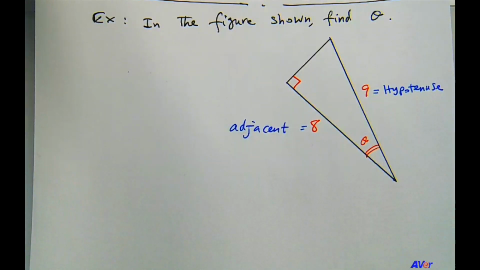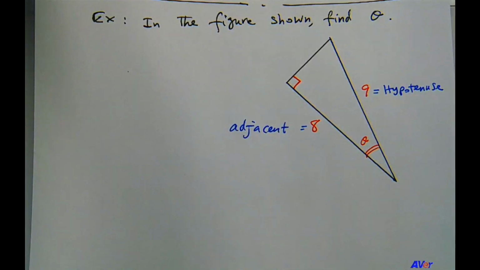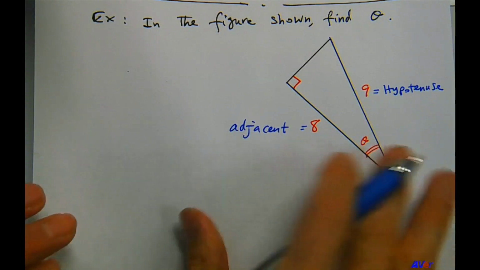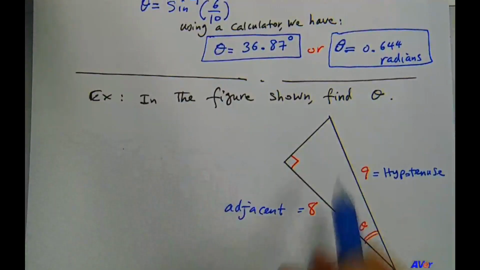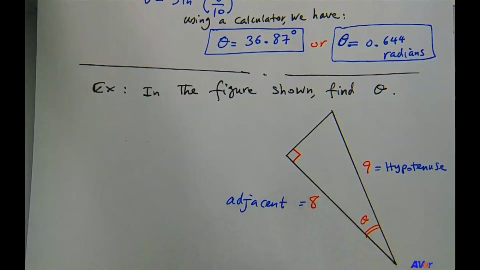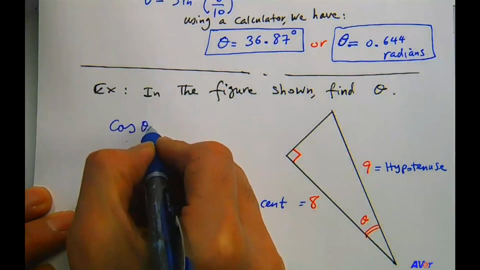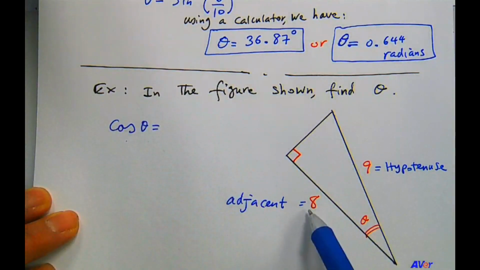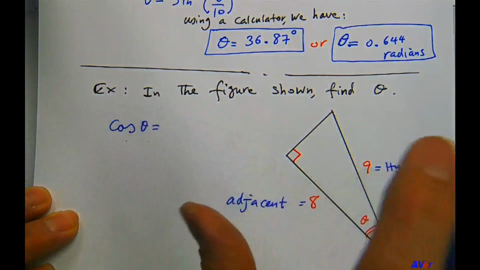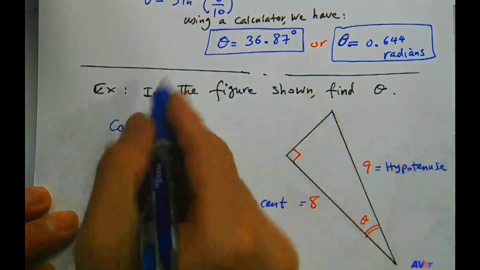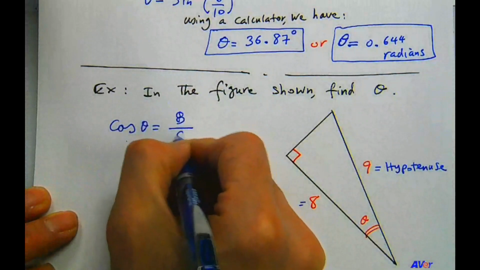So that calls for the cosine function, because the cosine function is the adjacent side divided by the hypotenuse. So let's write that down. Just because of these numbers that I have, I'm going to use cosine and no other trigonometric functions. So cosine of theta, we know, is equal to 8 divided by 9 in this case, right? So 8 divided by 9.